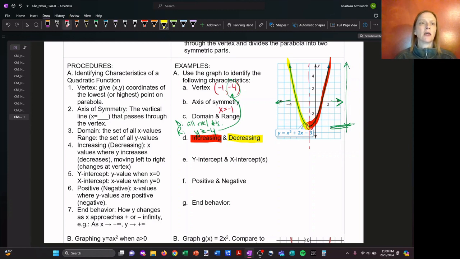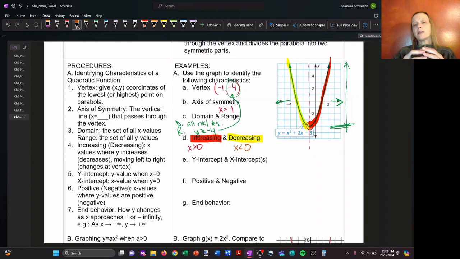So for increasing, we want to list the x values where those y values are getting higher and higher. And so the x values for the region that I've highlighted in red are where x is greater than 0. And for my decreasing values, that would be the x values that are less than 0.